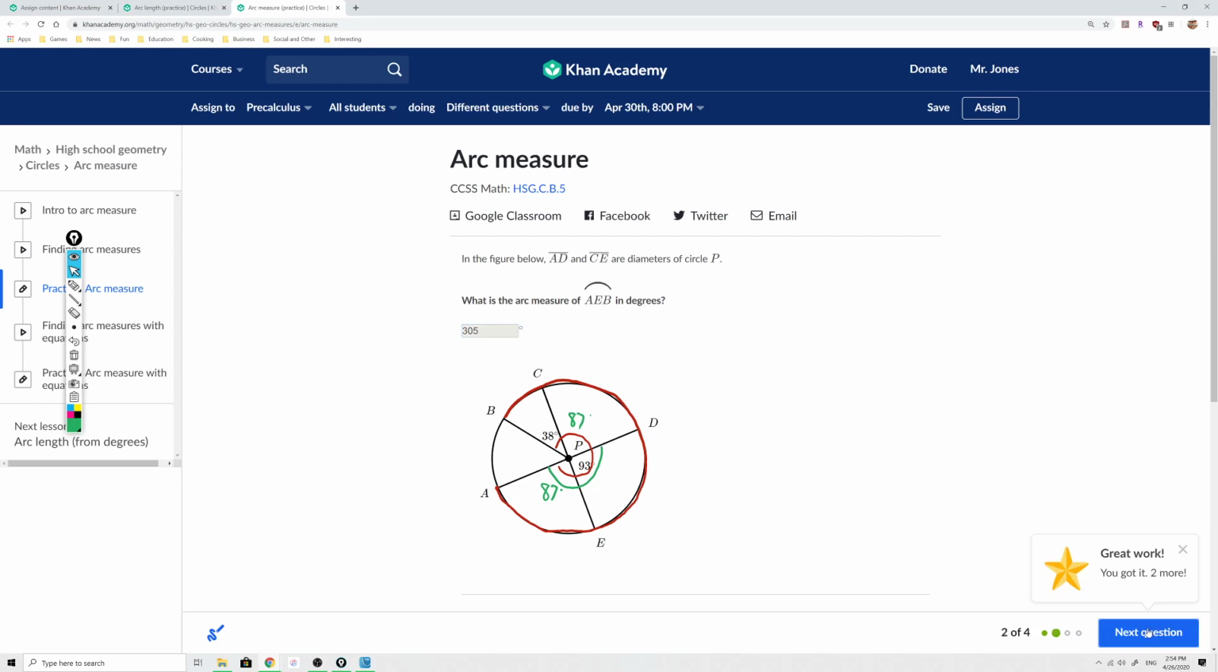So click check, see if we got it right. We did. And that's how you'll do that. The main thing that you have to know is all the way around the circle is 360 degrees, half a circle is 180, and a little bit of addition and subtraction will get you there.